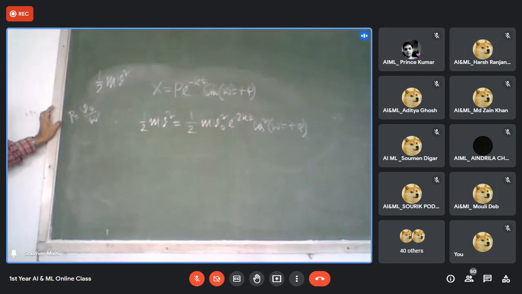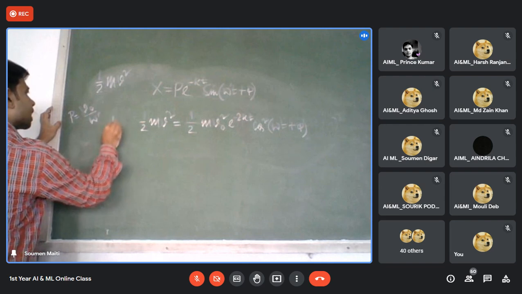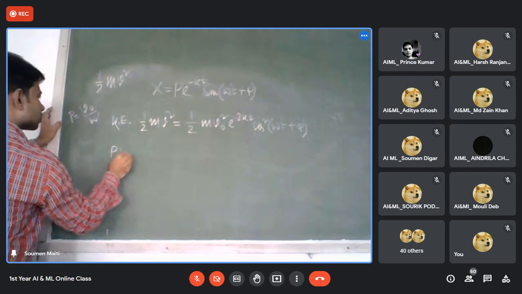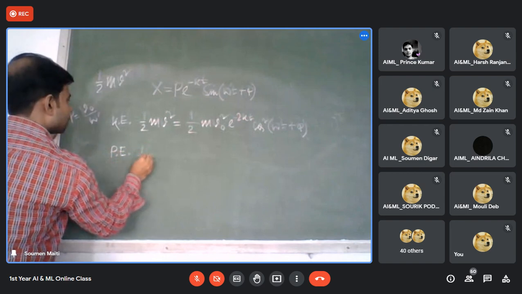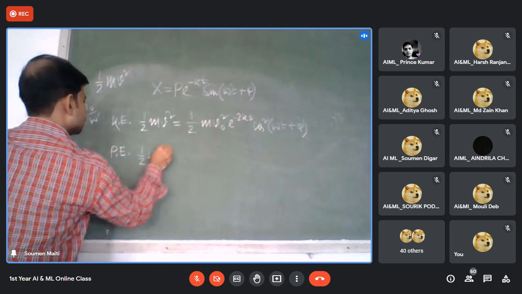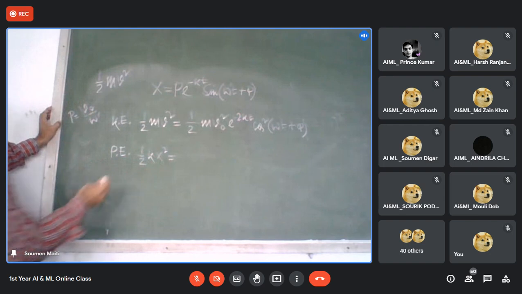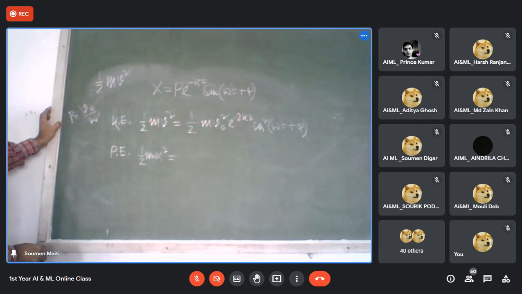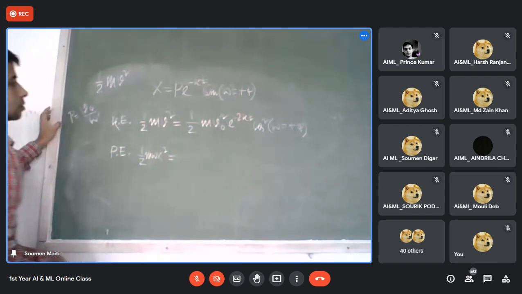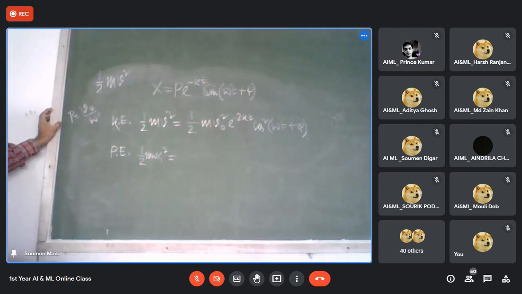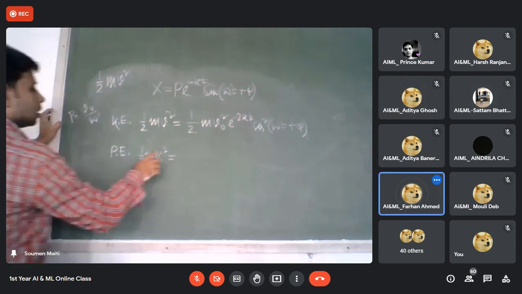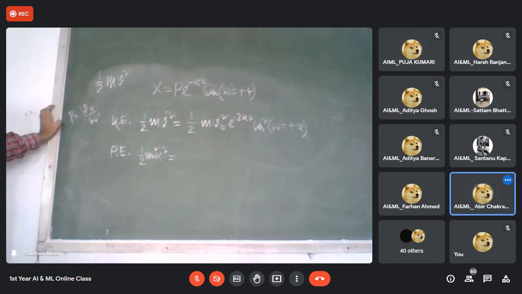This is the kinetic energy. Then what is the potential energy? Half k x square. Then what is that? That is half m omega square x square. Yes or no?